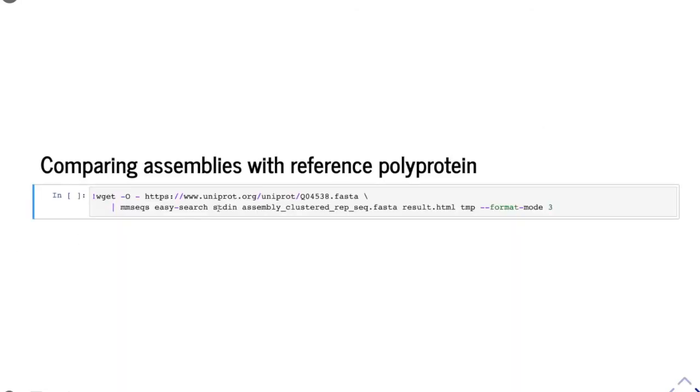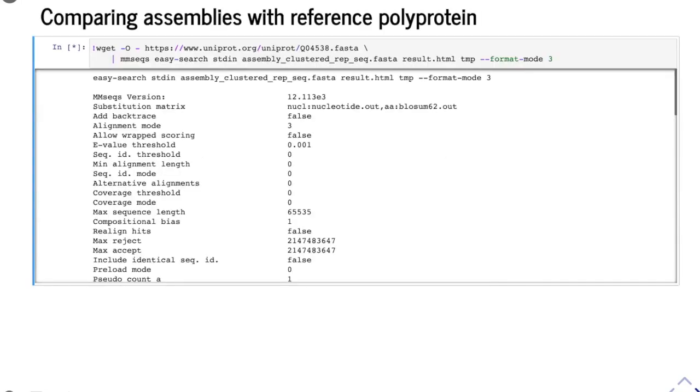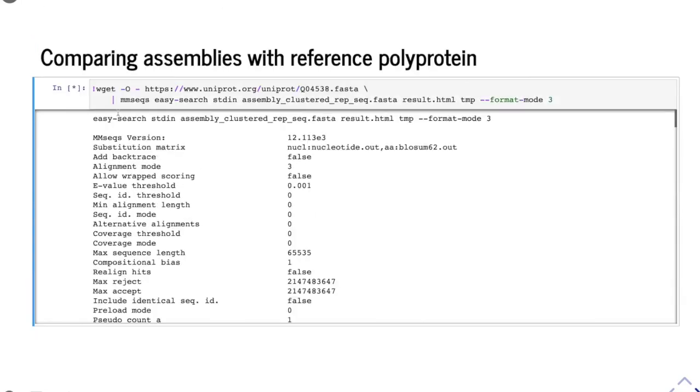Okay, we can now download that polyprotein from the UniProt site and pipe it into MMseqs easy-search to compare that polyprotein with what we have assembled. So it's a bit of an advanced command here. It downloads the file, performs the search, and then uses some format output for MMseqs. MMseqs produces some HTML rendered output, which maybe makes it somehow easier to look at this kind of thing. Okay, the command is done.